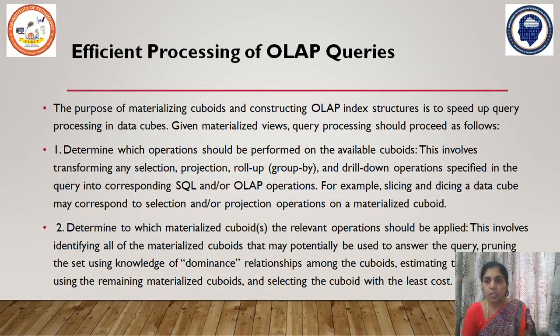So when given the materialized view, right, query processing should be processed. So here you are going to determine which operation should be performed on available keywords. This involves transforming any selection, projection, roll-up, drill-down operations which are specified in the query into corresponding SQL or OLAP operations. For example, you have slicing and dicing a data cube which may correspond to selection and or projection operations on a materialized cuboid. Fine. So determine to which materialized keywords the relevant operation should be applied.